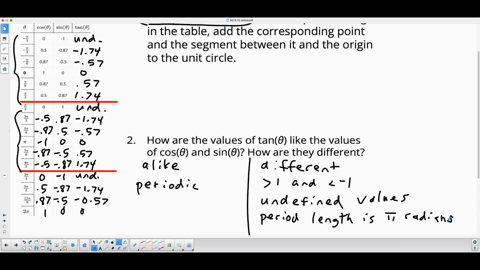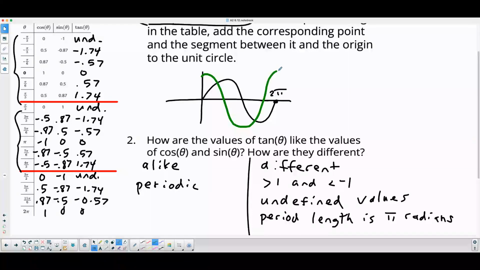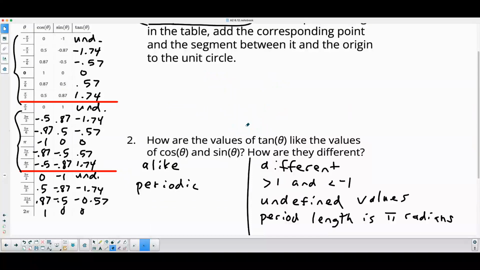If you remember from the other lessons, when we graphed a sine and cosine curve, a full period, if I had a sine curve, it would look like this. A full period length was 2 pi. And a cosine curve would start up here, and it would be something like that. A full cycle was 2 pi on the sine and cosine curve. The green one's the cosine, and the black graph there is the sine curve.